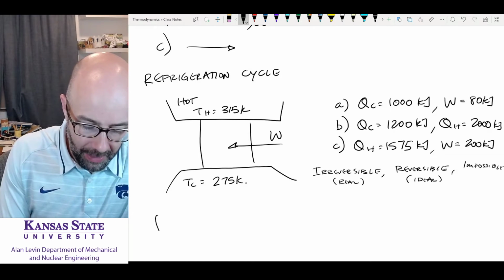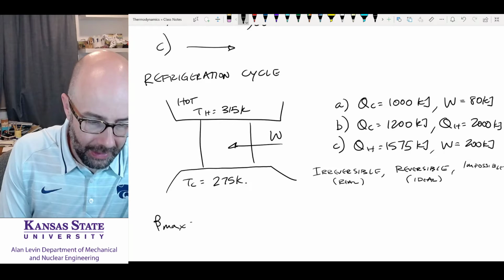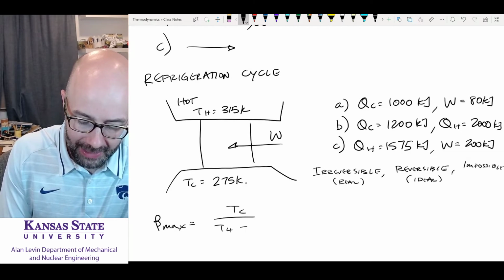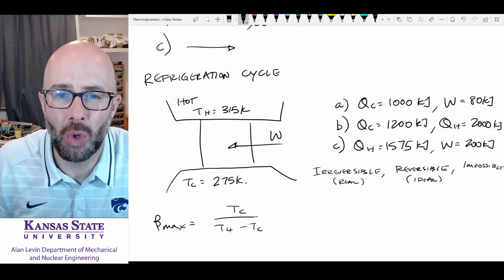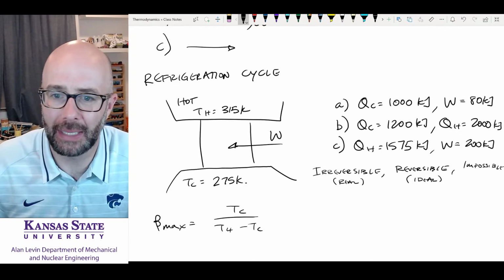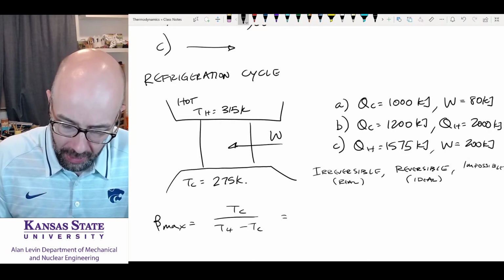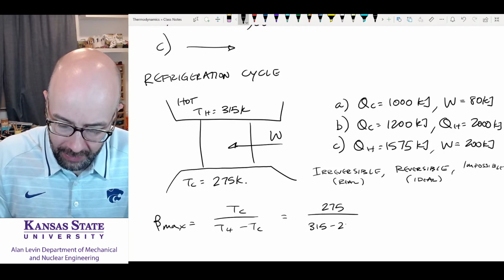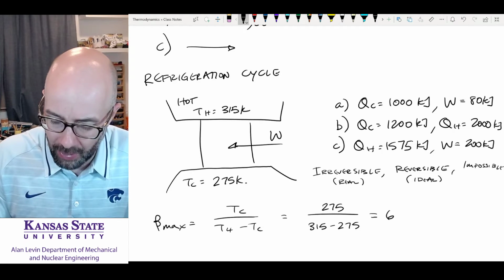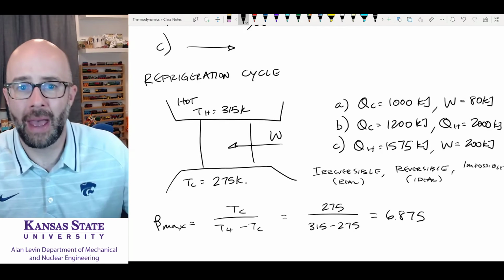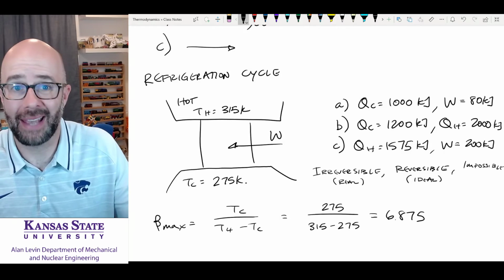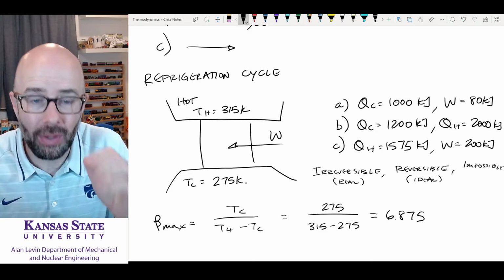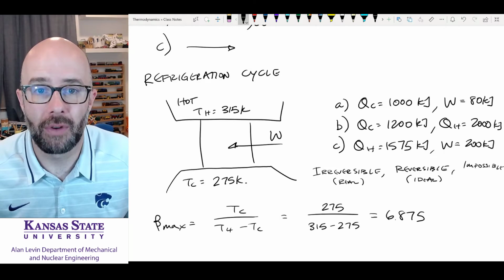Okay, so let's look at A. We remember that beta max is equal to TC over TH minus TC. So this is what we need to figure out. What's our maximum coefficient of performance here? That's the first thing we need to calculate. So this is going to be equal to 275 all over 315 minus 275, which equals 6.875. That's going to be our maximum; we can't go past that. If we go past that, we're impossible. If we stay under that, we're okay. If we equal that, that means we are reversible.